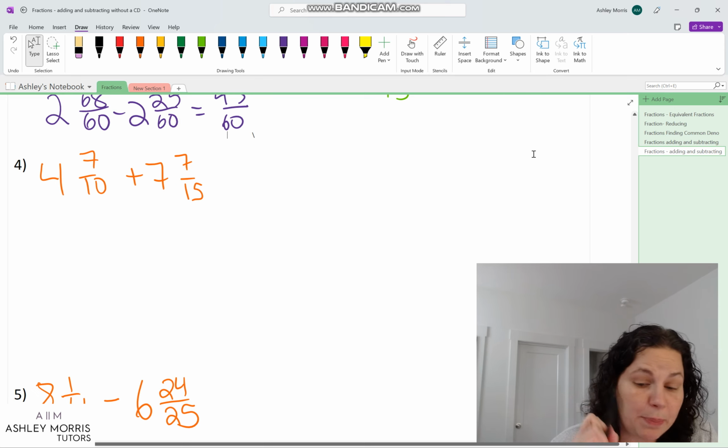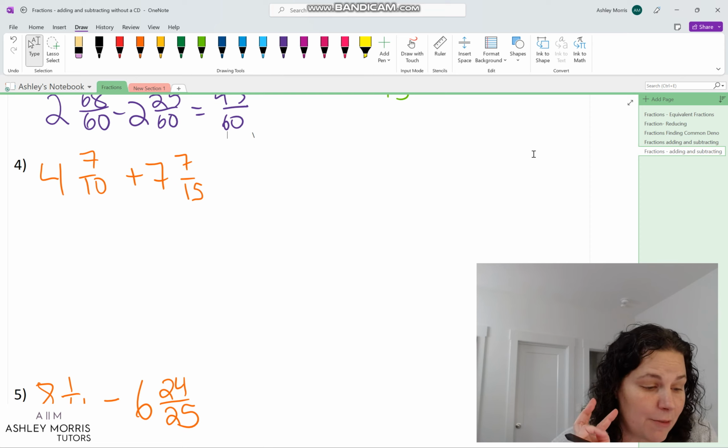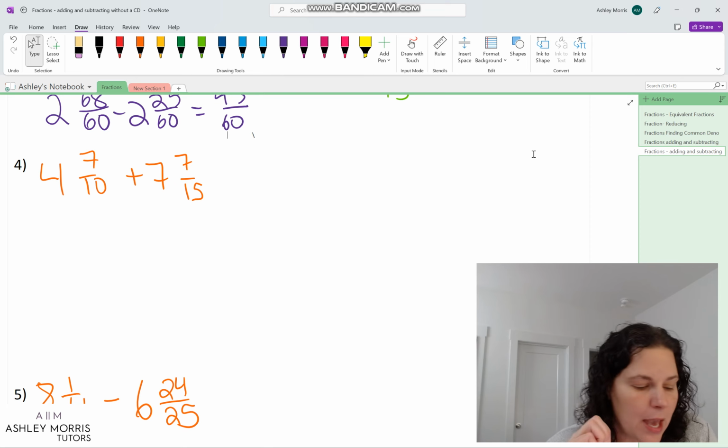All right, here's a great place to pause if you're feeling good. I have 4 more. And there's a couple of adding, and then I think there's only 1 subtract. So definitely try 5 on your own. I think that's my last subtract.